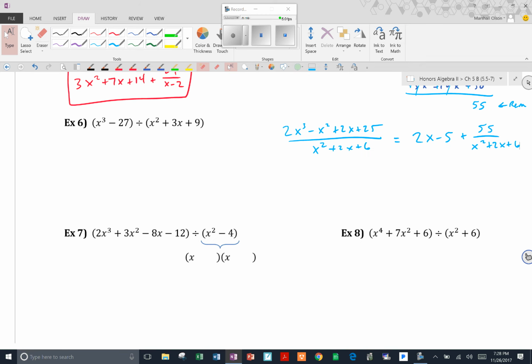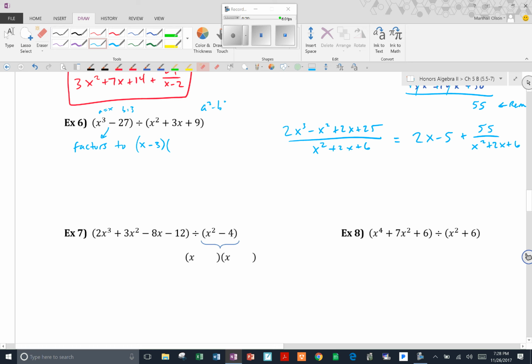All right, x cubed minus 27. Notice something? That's the difference of cubes. X cubed minus 27 factors to x minus 3, because a is x, b is 3. It's what you would cube to get both those terms there. So I have a minus b. Remember, here's your difference of cubes.